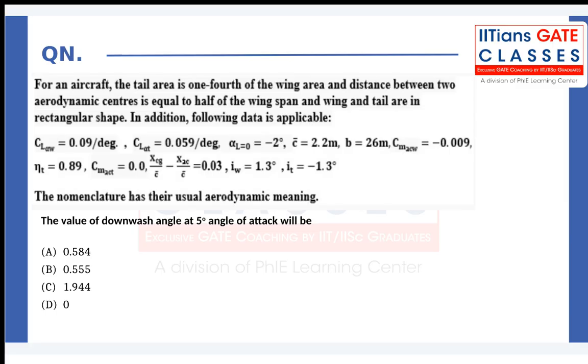The value of downwash angle at 5-degree angle of attack will be... So downwash angle is your epsilon, right? That is given by epsilon naught plus d epsilon by d alpha into alpha. Now alpha is given as 5 degrees. So you need to find out epsilon naught, then find out the slope, multiply it with the angle of attack, and then you add the two terms, you'll get the complete downwash angle. Try doing it.